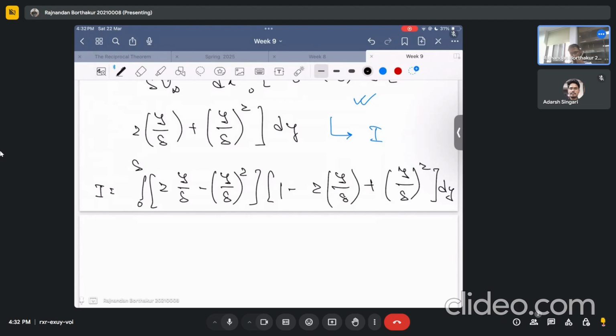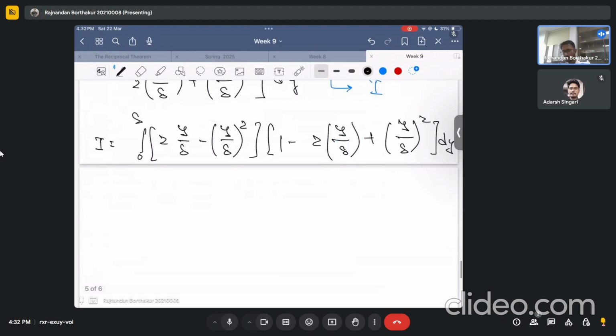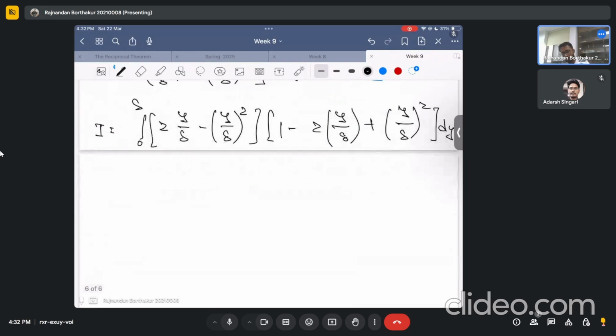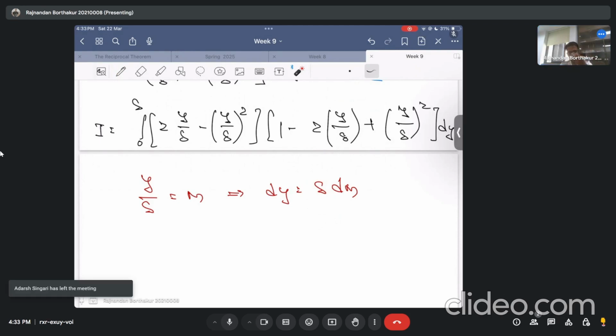and then this is dy. Okay, so for the ease of integration, what we'll do is a change of variable, and we will call this y by delta as m, which means my dy is just delta dm. I hope you can understand what we are doing here. Because delta is just a function of x, if you differentiate this with respect to y, you will just have delta as constant.